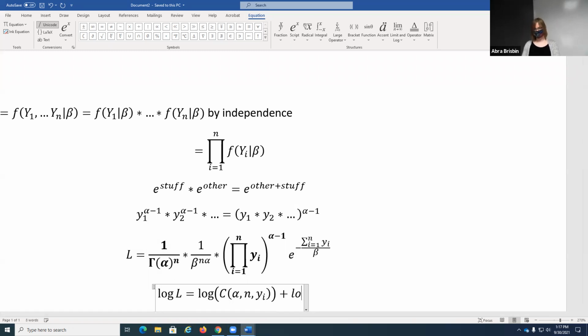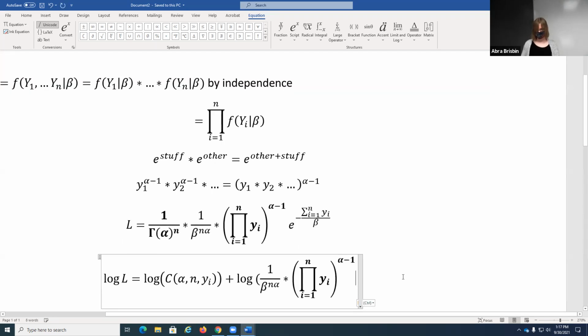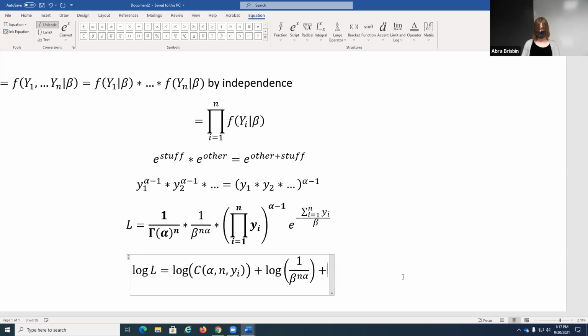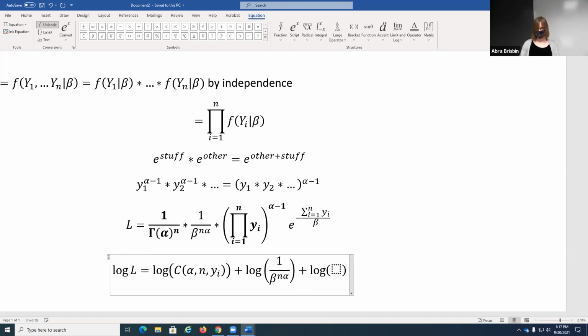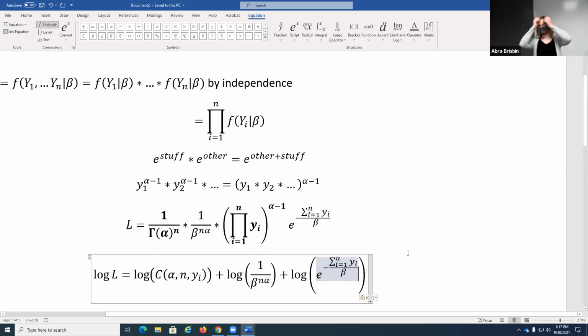So plus the log of 1 over beta to the n times alpha, plus the log of e to the negative sum of the y sub i's over beta. And now we can simplify this sum.